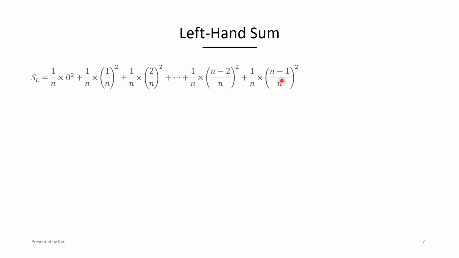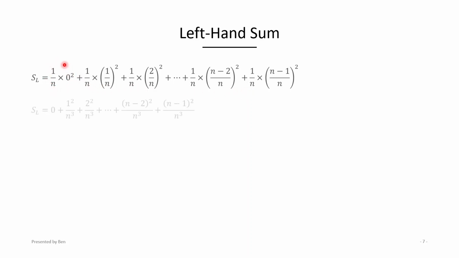Here I also call this sum the left-hand sum, because we use the left endpoint, we use the function value as the height, right? And you can see that I denote this sum with SL. In this video, SL, the left-hand sum, is the total area. The total area is the left-hand sum. And now let's look at how to evaluate this sum.